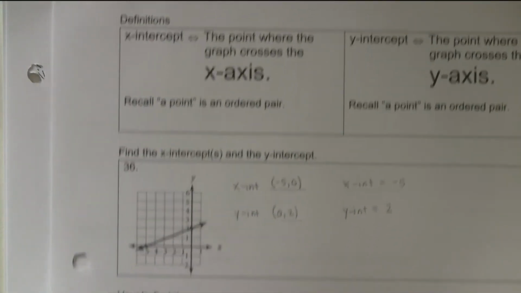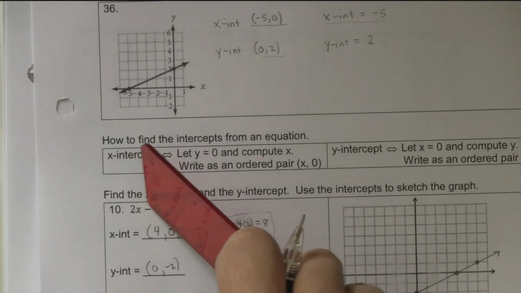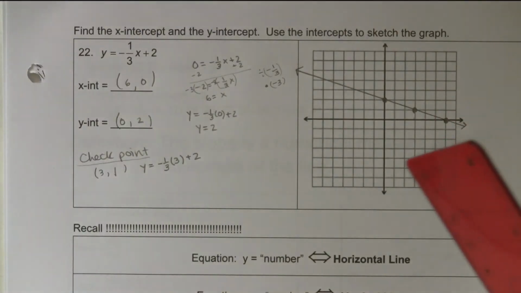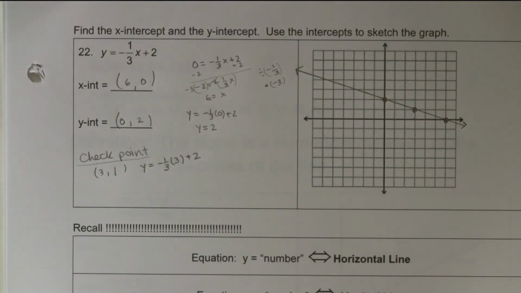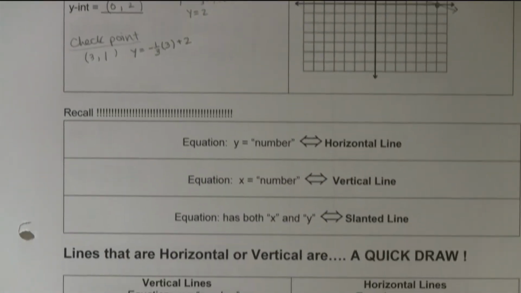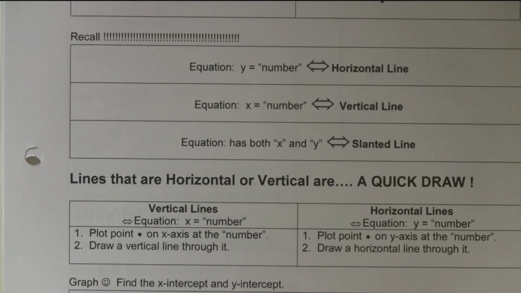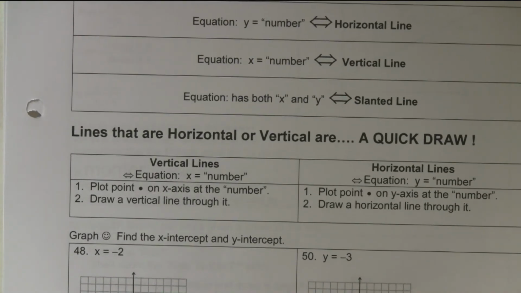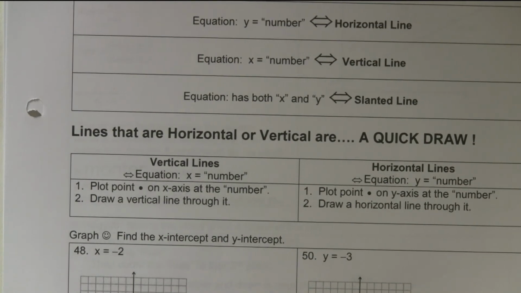This one had x and y in it, and we got a slanted line. And the ones from the previous section, we had some horizontal and some vertical lines. And that's what they're going to actually show us to draw. They call it quick draw, as opposed to picking 3 points. And so notice it's a vertical line, identify it as such, and then you can draw it really quickly.